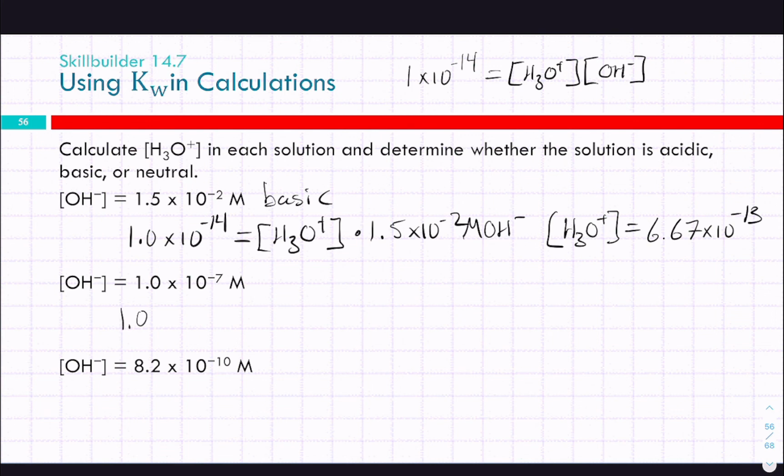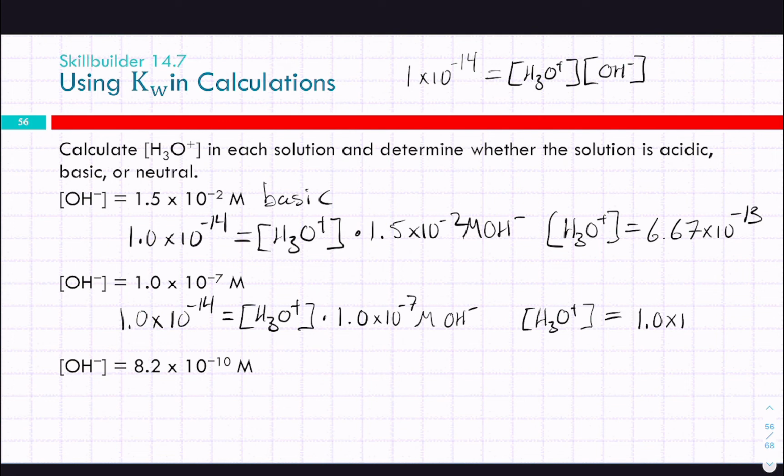For this next one, we'll do basically the same thing. 1 times 10 to the minus 14 equals H3O plus times 1.0 times 10 to the negative 7 molar OH minus. So if we divide both sides by 1 times 10 to the negative 7, our H3O plus is going to be 1.0 times 10 to the negative 7. So that would be a neutral solution, because the concentration of hydroxide is the same as the concentration of hydronium. So this is neutral.